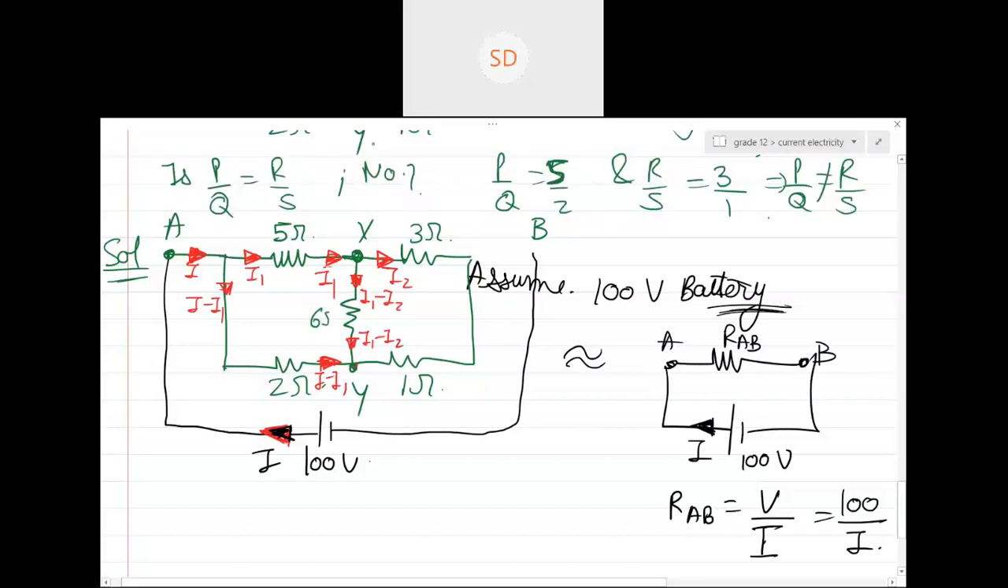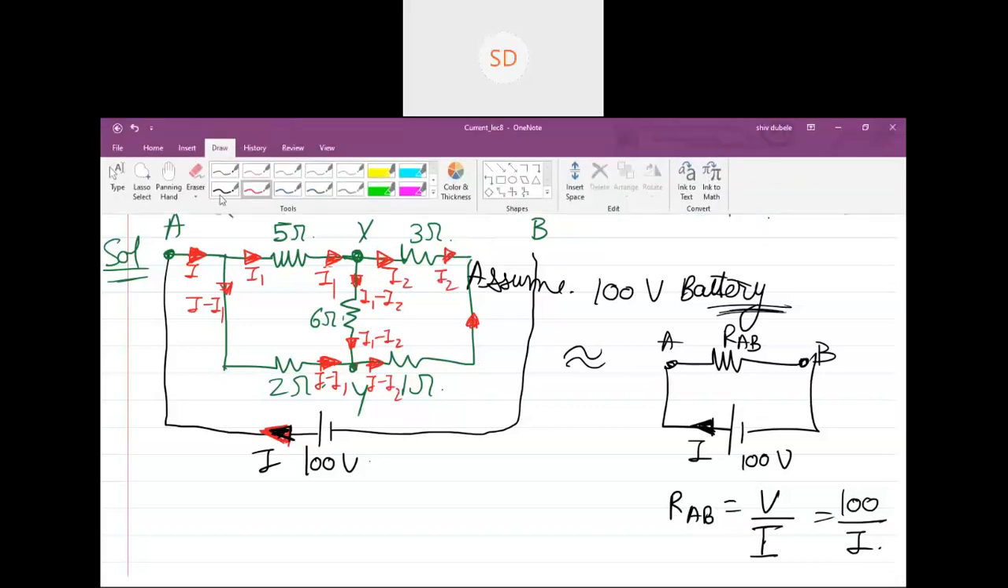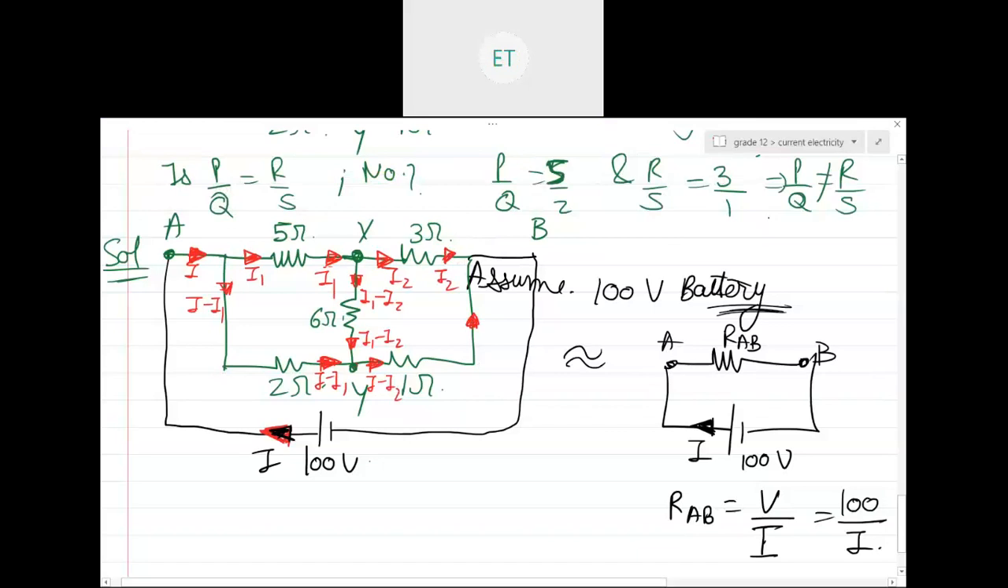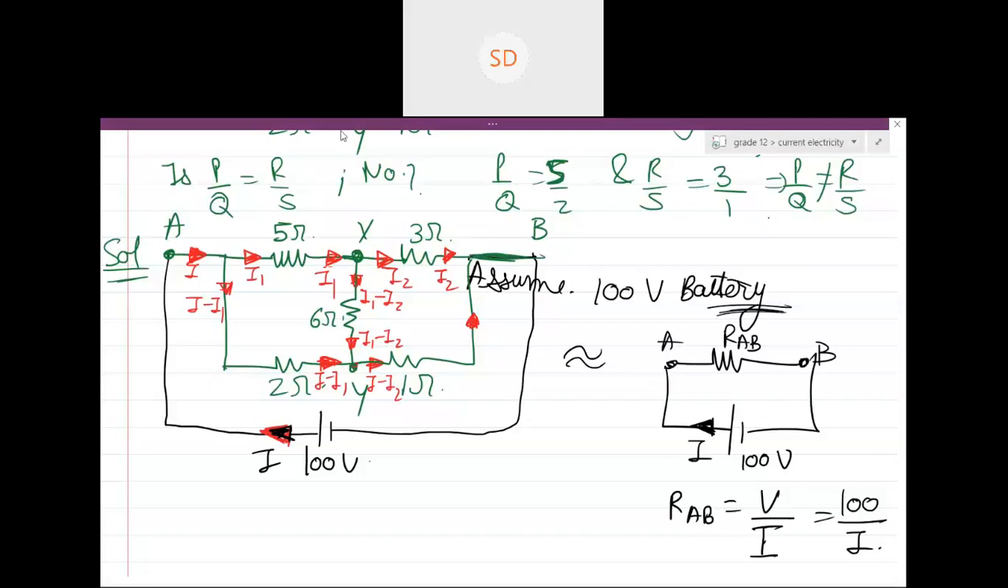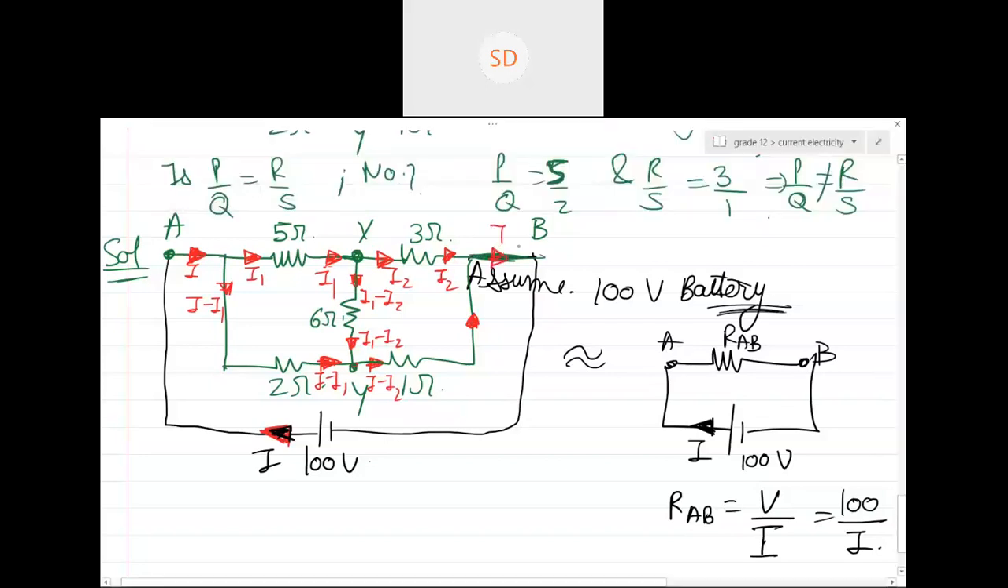Now this I minus I2 will go on top, go over here, and this I2 will go over here, and they will become how much? They'll become I again. So they became I again. Same current. I. Is this clear? Yes, sir. So this is how the current distributes.